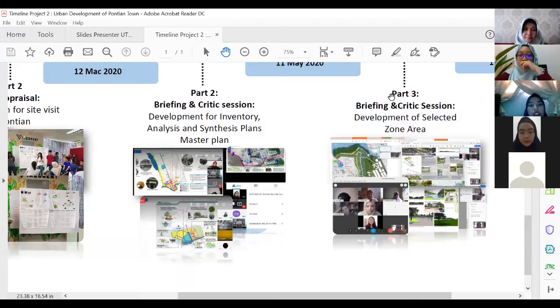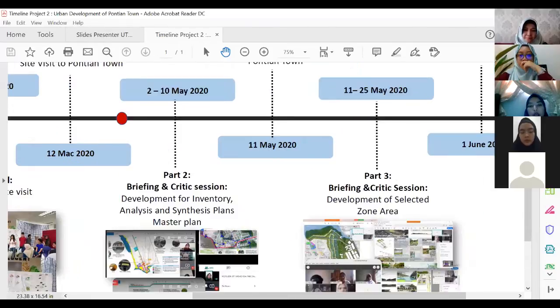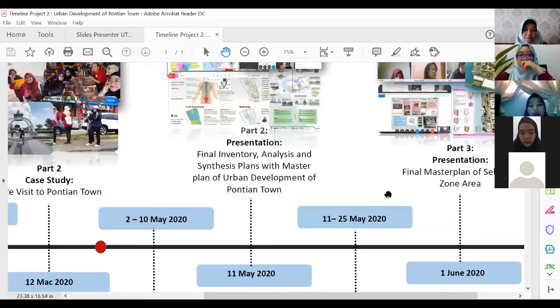During this process, we had a critic session with our lecturers for their comments and reviews for our improvement. And then next we had the presentation, whereby it is the confirmation of the master plan of 4 groups and inventory analysis and synthesis plan.